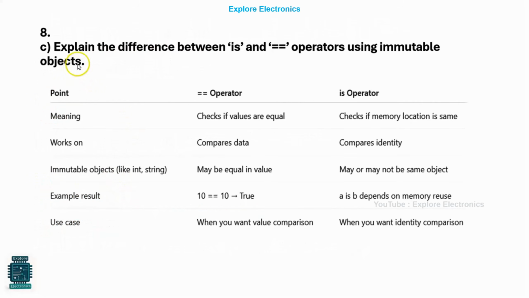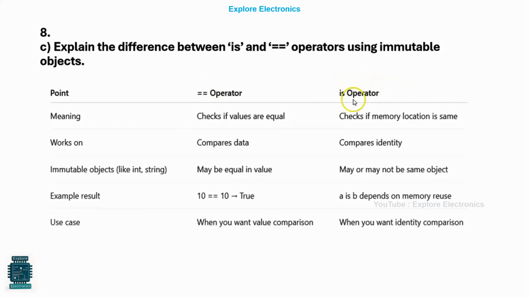And the next question is: explain the difference between is and equal to operator using immutable objects. Here the equal to, double equal to operator, and the is operator. How will they work? What is the difference between these two? Let us understand one by one. This is asked for 4 marks. Here the double equal to operator checks if values are equal. I am checking two values, 10 is equal to 10, whether the two values are equal. In this case, I will use the double equal to operator.